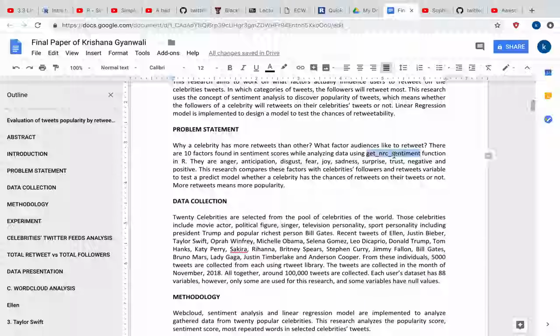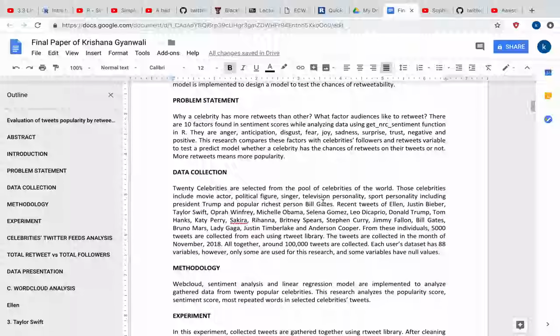I used the get_nrc_sentiment function, which is in R, and it has 10 different factors: anger, anticipation, disgust, fear, joy, sadness, surprise, and negative and positive sentiments. So this study compares those fields.